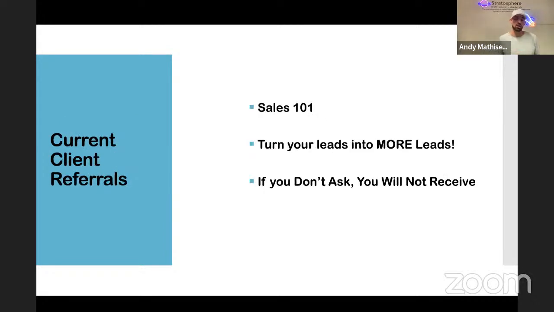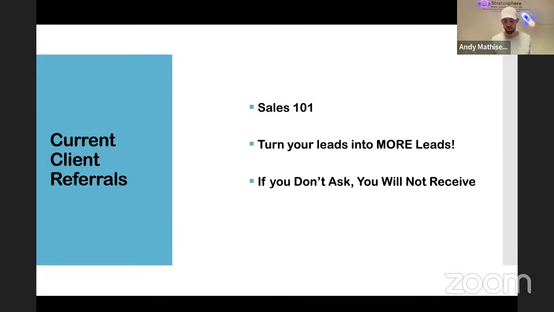All right, guys, current client referrals. If you're not getting them, you're missing the boat. Huge opportunity here. Every lead that you talk to, every prospect that you talk to should turn into at least one more lead. They have at least a family member or a friend that they can refer you. So turn your lead into more leads. Getting 1 to 3 referrals from your one prospect can be done.